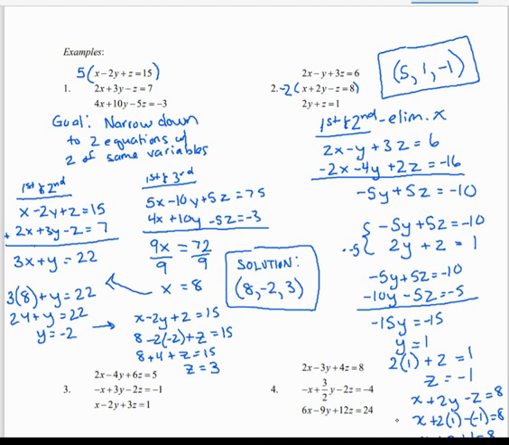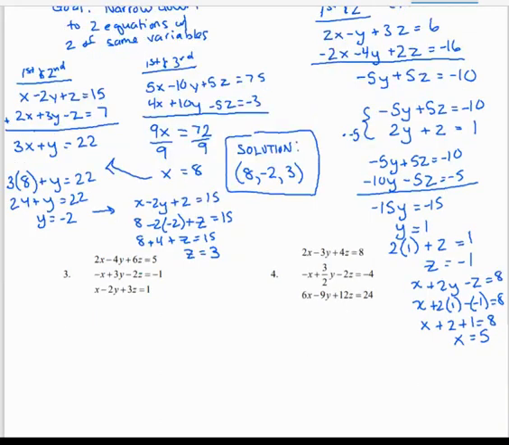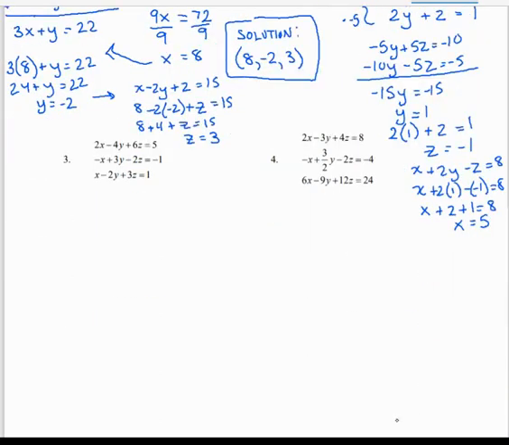Okay, so again, our goal for systems of 3 variables is to use the elimination method to get down to 2 equations with 2 variables. Then you can use substitution or elimination to solve. Okay, now let's look at number 3. For number 3, we're going to go about doing the same thing. We want to get rid of a variable. You choose what might be easiest.